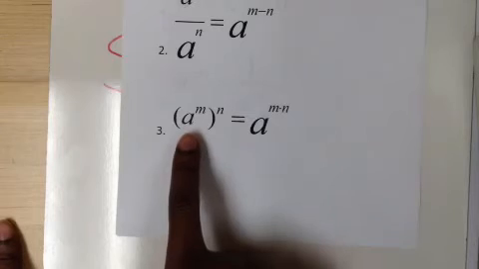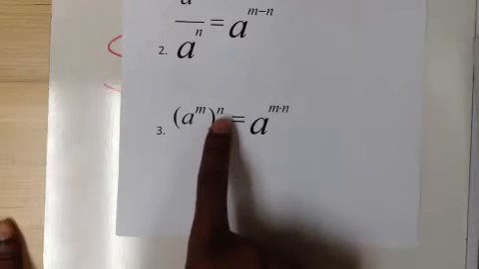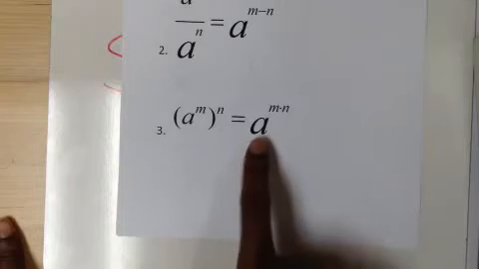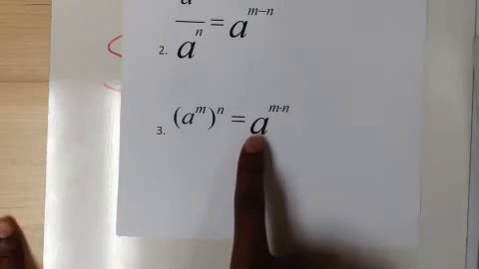Rule number 3. I have a to the m power to the n power. This one's a little tricky. What we would do is take our two powers and multiply them. The base will stay the same.